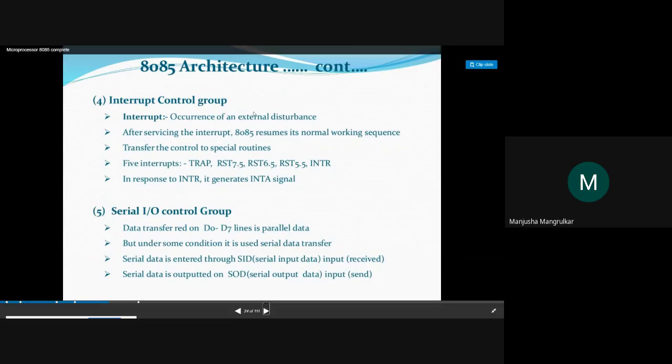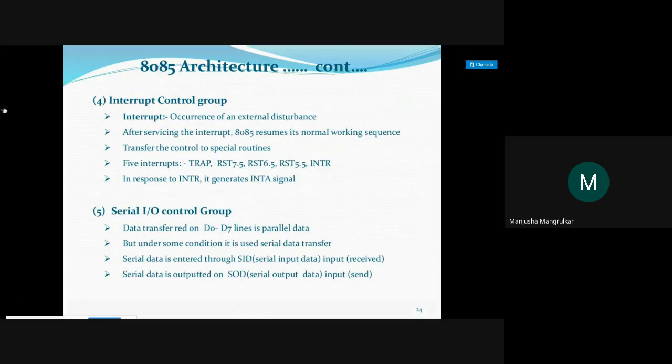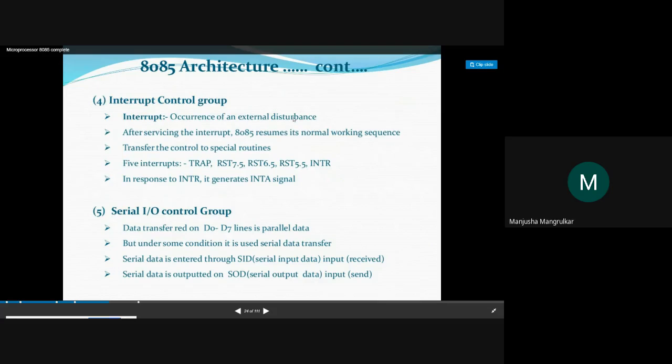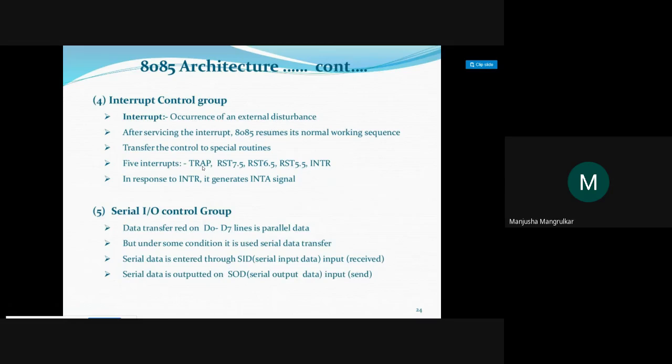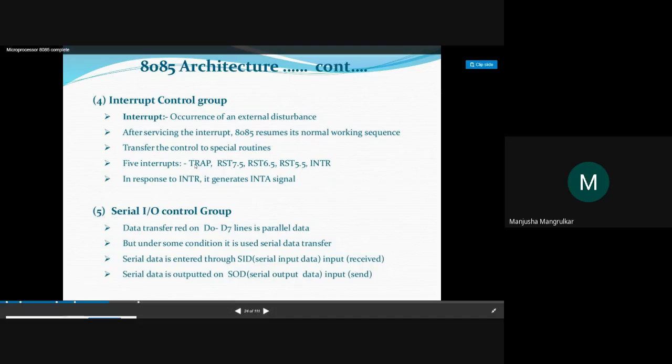Interrupt group register, that is on the upper side there is an interrupt group register. Interrupts occur from external disturbance, right? After servicing the interrupt, the 8085 resumes its normal work sequence, transferring control to the specific routine. There are 5 interrupts, and this is generally asked in the exam. How many interrupts are there in the microprocessor? What are their priorities? Which is the highest? Which are maskable interrupts? Which is the non-maskable interrupt? Non-maskable means it cannot be avoided. So: TRAP, RST 7.5, RST 6.5, RST 5.5 and INTR.